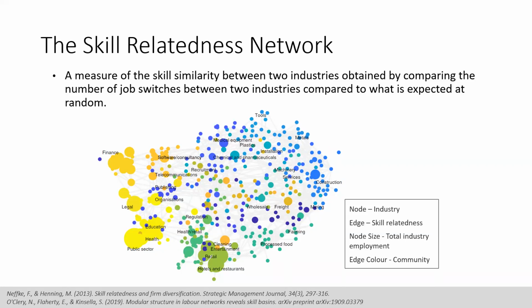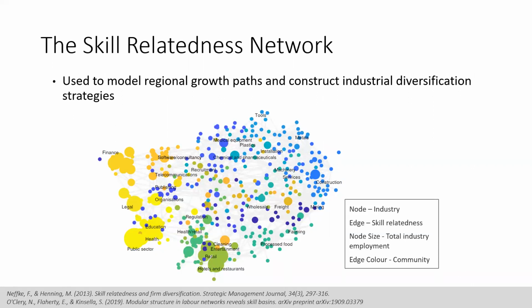Now, these networks are used within the field specifically to model regional growth paths and to construct industrial diversification strategies. How this is typically done is the network is constructed for a country, and then a region within this country's industrial portfolio is projected onto this network. And then according to where the nodes, which are these industries within the portfolio, lie within the network, either in the center or in the core of the network or more in its periphery, it determines what industries it can move into or diversify into. And this is typically modeled using a branching process on this network.